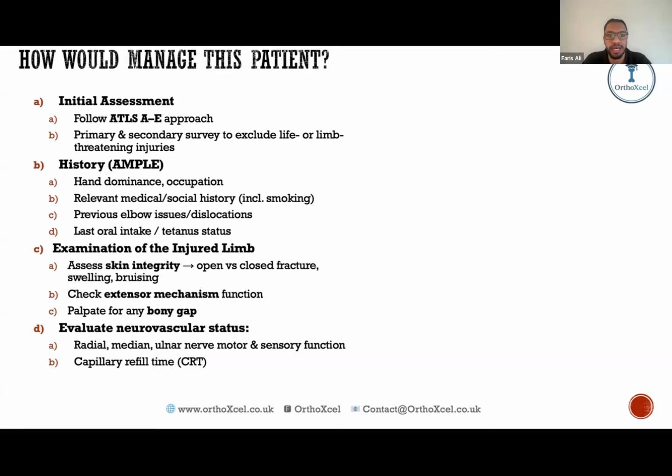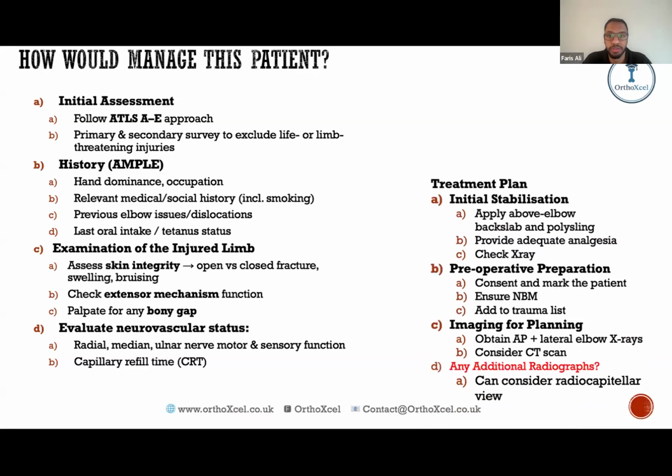And you'd want to also examine the injured limb. So if it's an isolated injury, you want to check skin integrity. If it's an elbow fracture, always assess the extensor mechanism, because this will help guide your management plan. And then on palpation, you want to palpate for any bony gaps. And following that, you want to assess neurovascular status, which means assessing the motor and sensory function of the radial, median, and ulnar nerves, as well as capillary fill time.